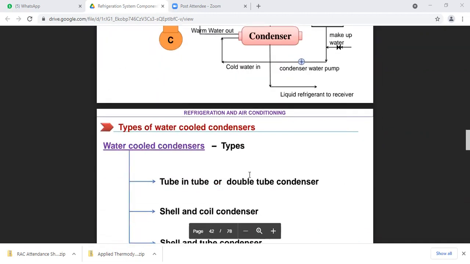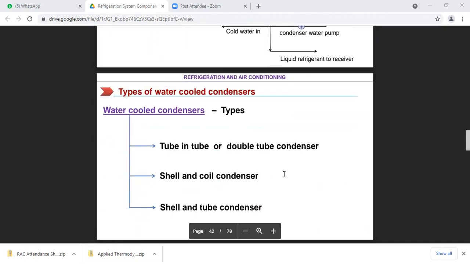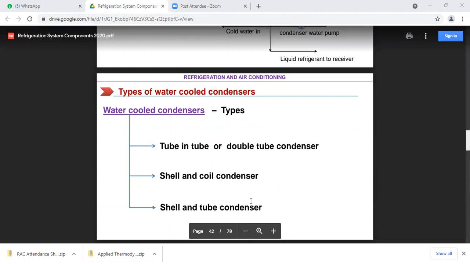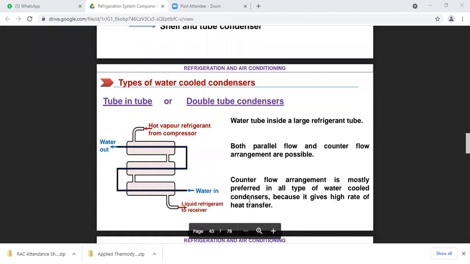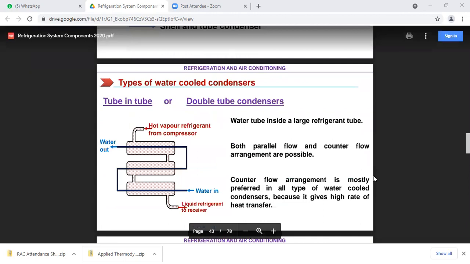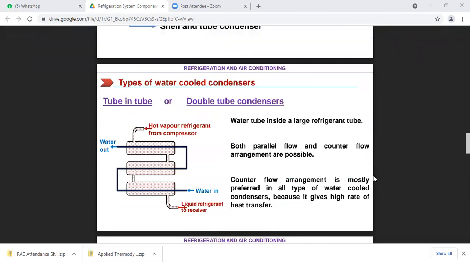So now next we are going to discuss the types of water cooled condenser. The types of water cooled condenser are: tube in tube type or double tube condenser, shell and coil condenser, and shell and tube condenser. Out of these, first we are going to see the tube in tube condenser or double tube condenser.